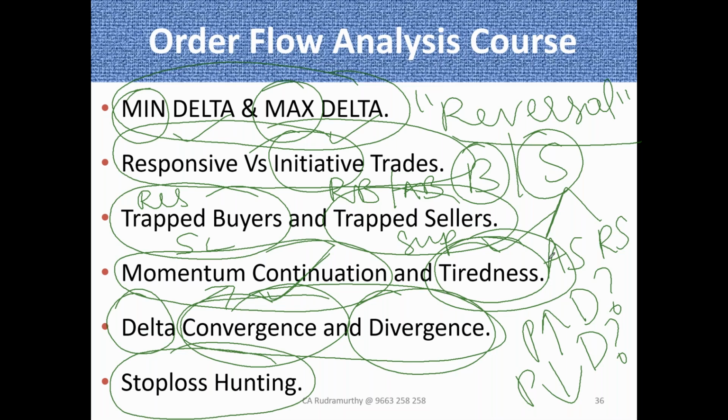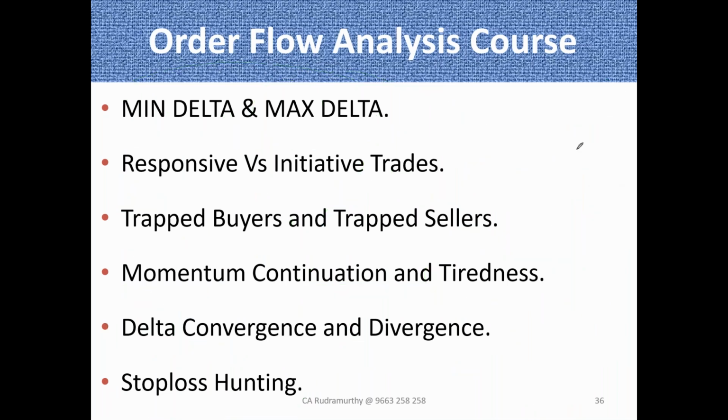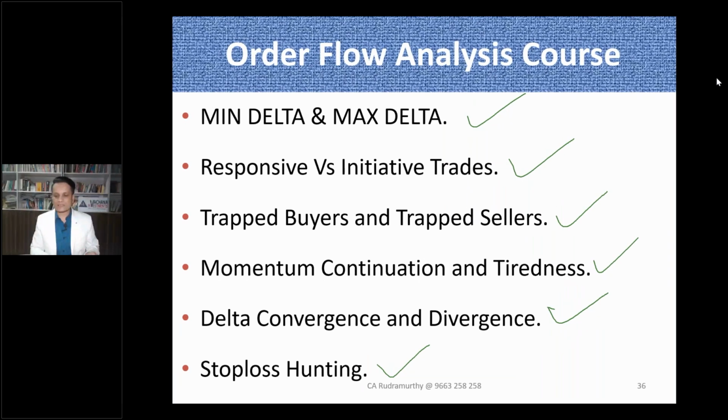Many times your stop loss will get hit, and then the market will go in the direction you had first predicted. So if you want to not have this problem, then you have to learn stop loss hunting, and order flow is the only answer which will show you how stop loss hunting is evaded. Now friends, as I told you, in my advanced program you will be learning min delta, max delta, responsive buyer, responsive seller, aggressive buyer, aggressive seller, trapped buyer, trapped seller, momentum continuation, momentum tiredness, delta convergence, delta divergence, and finally stop loss hunting.